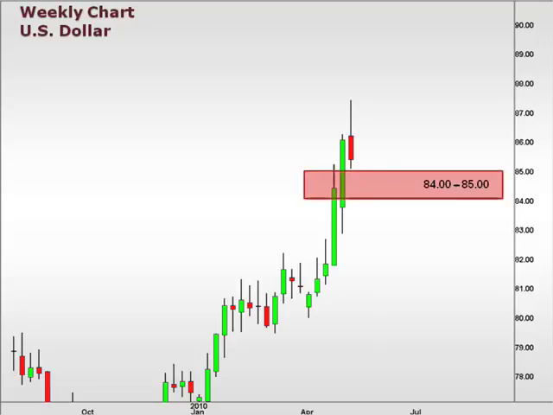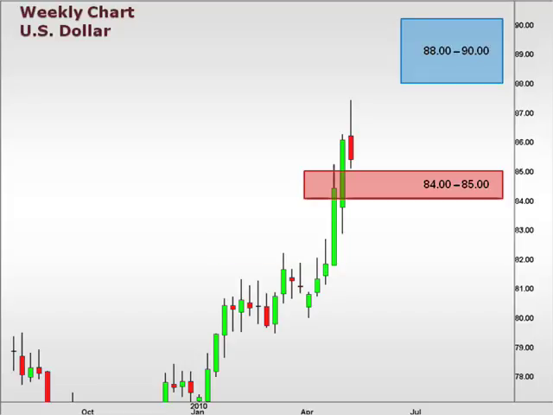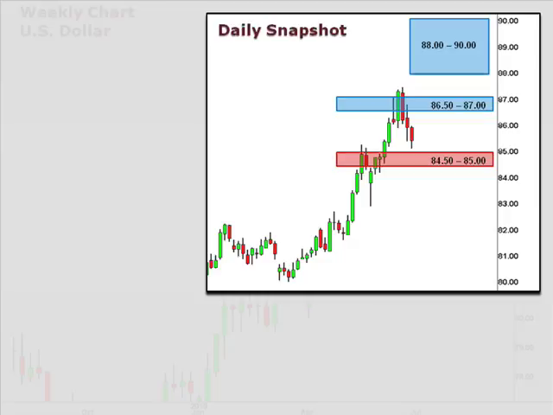The 84.85 focal zone remains a strong support level. However, a deeper retracement could see the index as low as 82.83 this week. The trend in force still remains to the upside, and the 88.90 box is a viable target. Now, if we take a quick look at the daily chart, we can see that it reflects the important role that the 84.5-85 level plays as support for this week.